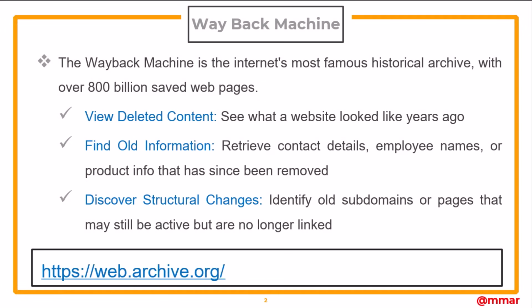Our journey begins at Tier 1 with the most well-known tool in this space, the Wayback Machine at archive.org. It's a massive historical archive with over 800 billion web pages saved over time. For an OSINT investigator, its applications are immense. We can view deleted content and see what a website looked like years ago. We can find old information, like contact details or About Us pages that have since been removed. And critically, we can discover old pages or subdomains that might still be active on the server today, even if they aren't linked anywhere on the current site.